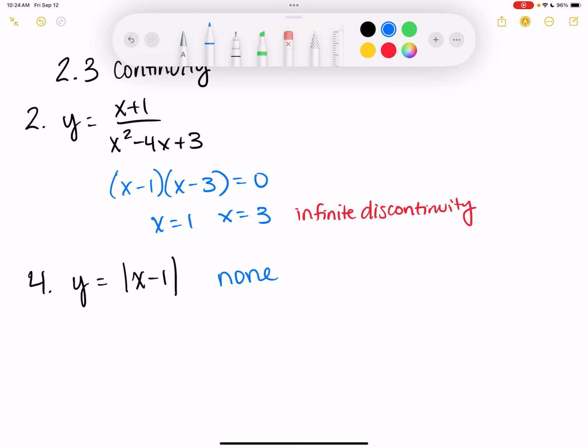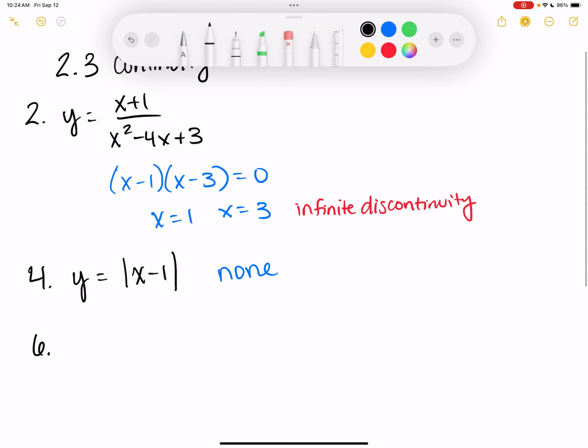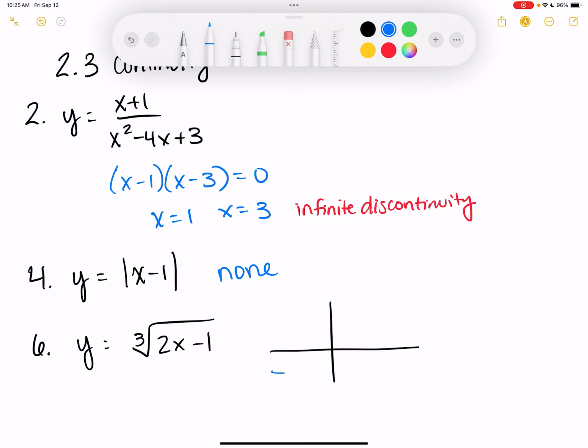Number 6, I've got y equals the cube root of 2x minus 1. Do you know what a cube root graph looks like? Like this, that's cubic, but take that and put it sideways. So basically a cube root graph looks something like this. There's nowhere that it doesn't exist or that there's a problem. No gaps or holes or places that it's jumping. So this one is also none. There are no discontinuities in that one.